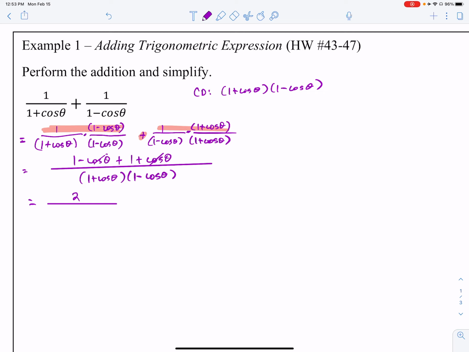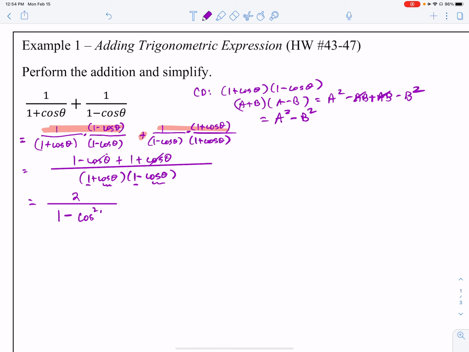And when I multiply this, I have this a plus b times an a minus b kind of thing. And that comes out to a squared minus b squared. Because again, this would be a squared minus ab plus ab minus b squared, and the middle two terms cancel, and it leaves you with just a squared minus b squared. That's a special product. And so now my a is 1, so I get 1 squared, and then minus my b is the cosine, so I get 1 minus cosine squared theta.